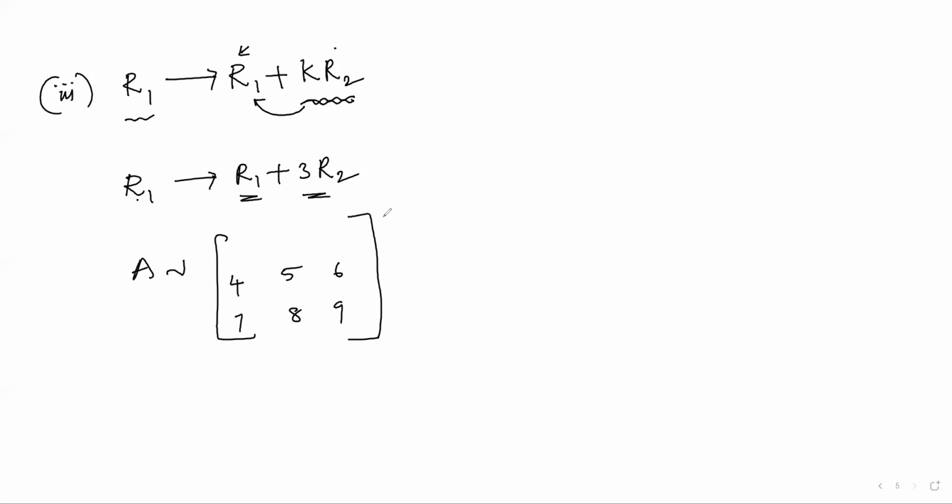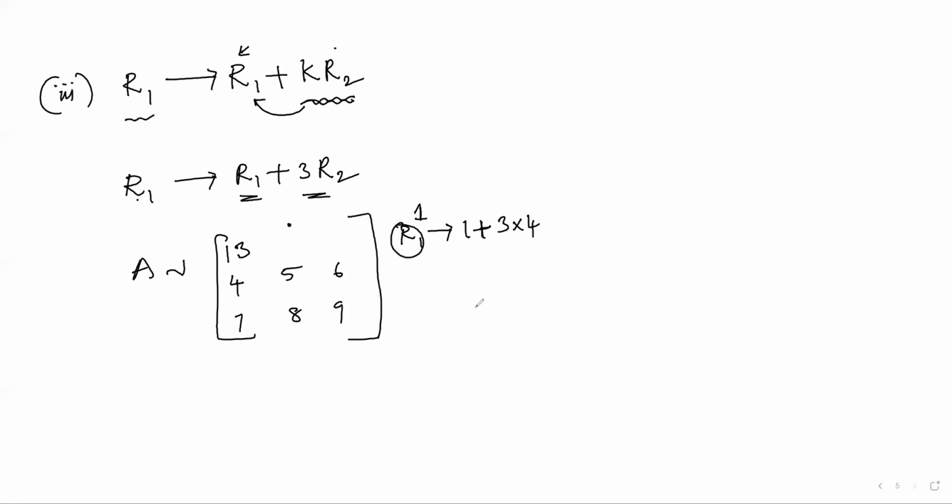So what is R1? Now the first element of R1 is 1. 1 plus 3 times the corresponding element of the second row. We multiplied 3 to the second row and added it to the corresponding element of the first row. Corresponding to 4, there is 1. So 1 plus 3 times 4, here you get 13. Hope you understand. R1 was 1, and 1 became 1 plus 3 times 4.